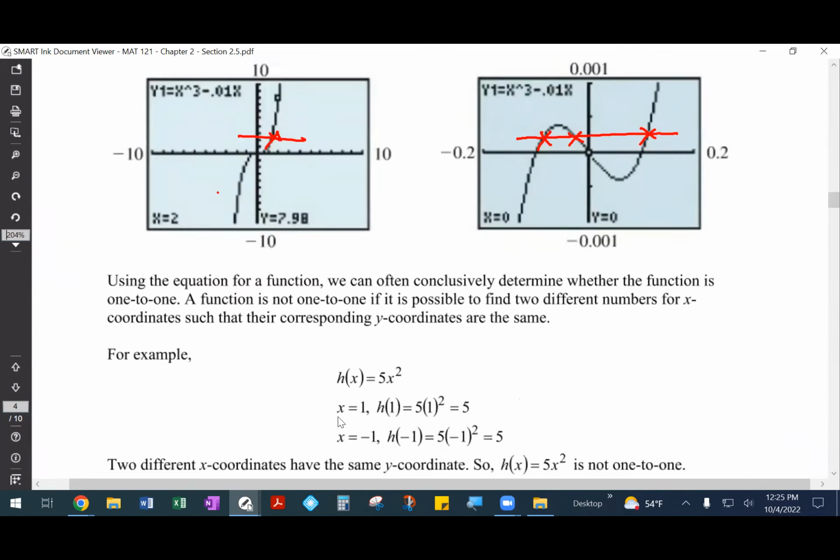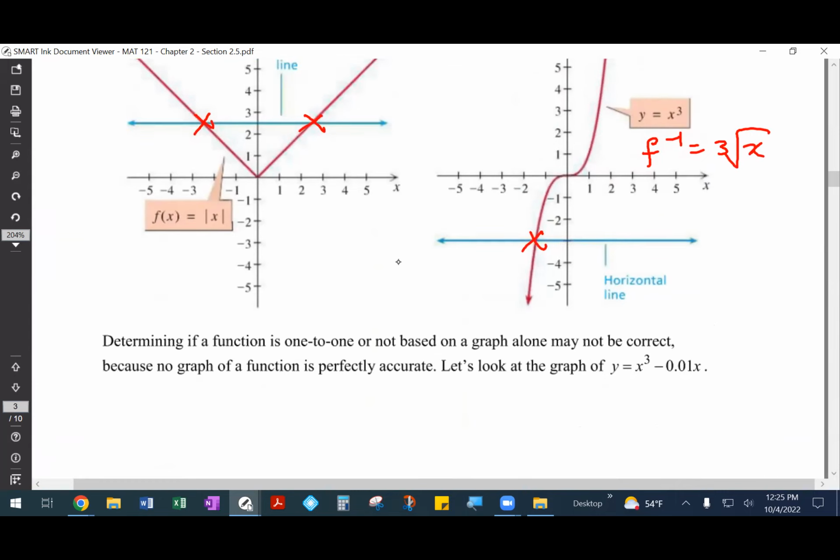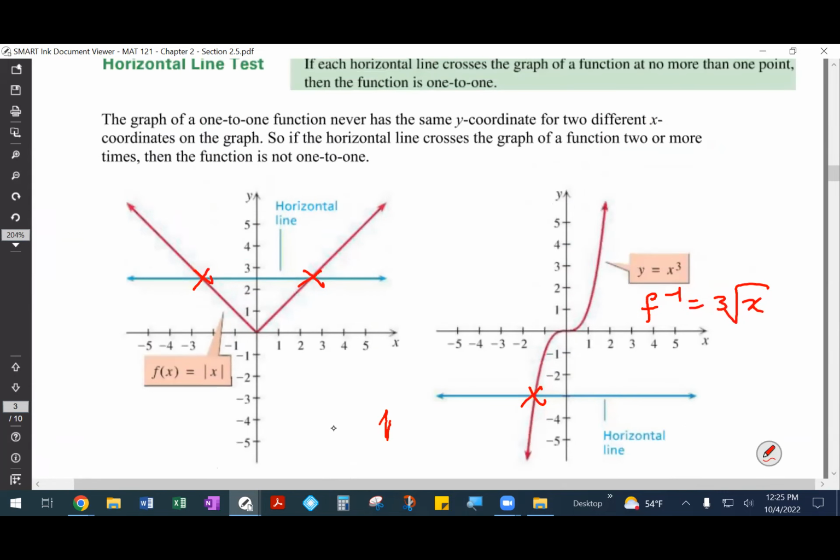So if you think about graphically, what does the horizontal line tell us? When you're looking at the horizontal line, you can see we're going to have the same y value, but you would end up having 2 different x values, which defeats the one-to-one definition. For different x values, we cannot have the same y value, and that's what the horizontal line tells us, that if you have 2 different x values but the same y value, our function is not one-to-one.